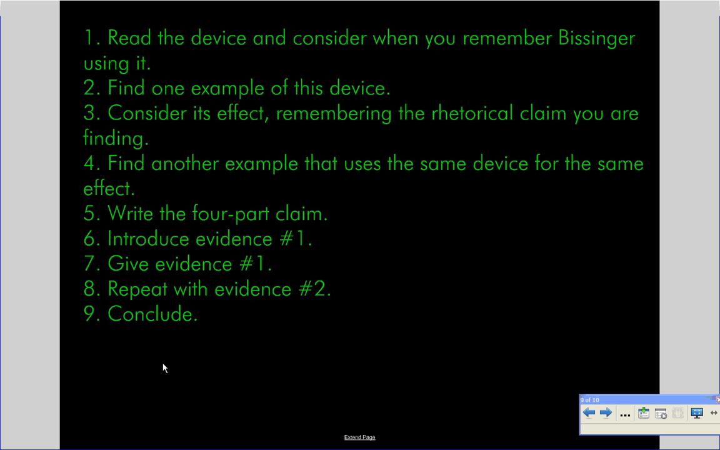You got your second. Write your four-part claim. In Friday Night Lights, Bissinger cites authoritative evidence to increase his credibility as an author. For instance, Nightline and the stats. Also, SAT in the example. Conclude, you're done. Questions about that process?